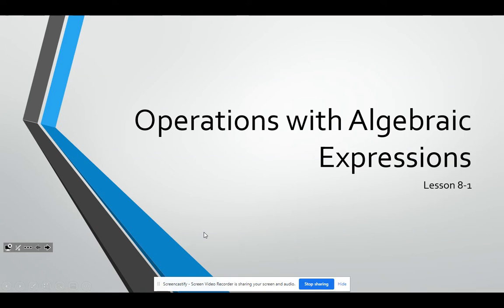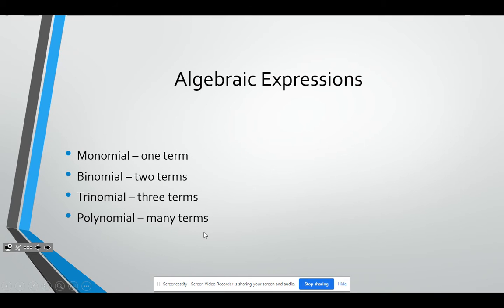This is lesson 8-1, operations with algebraic expressions. This lesson is going to be largely a review from Unit 1, lessons 1-4, 1-5, 1-6, and 1-7. All of these notes you've seen before. I do want you to write them down again because it's important that we remember vocabulary.